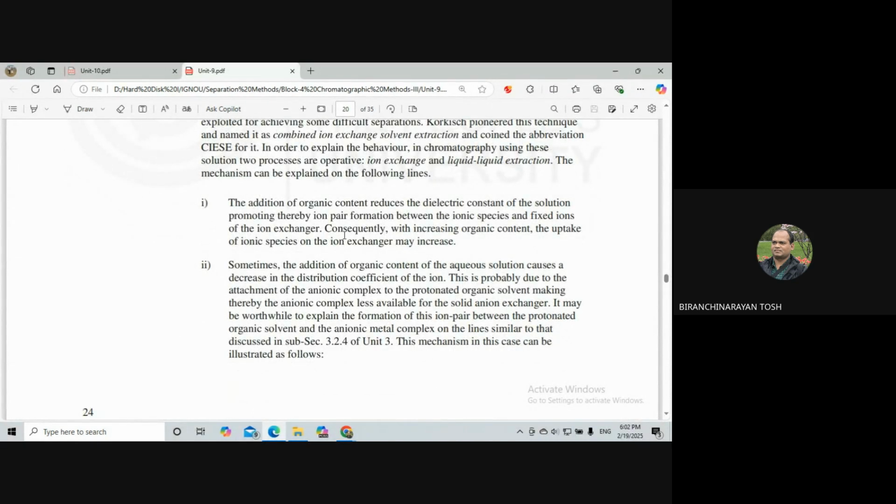The addition of organic content reduces the dielectric constant of the solution, thereby promoting ion pair formation between the ionic species and fixed ions of the ion exchanger. Consequently, with increasing organic content, the uptake of ionic species on the ion exchanger may increase. Sometimes the addition of organic content to the aqueous solution causes a decrease in the distribution coefficient of the ions. This is probably due to the attachment of the ionic complex to the protonated organic solvent, making the anionic complex less available for the solid ion exchanger.